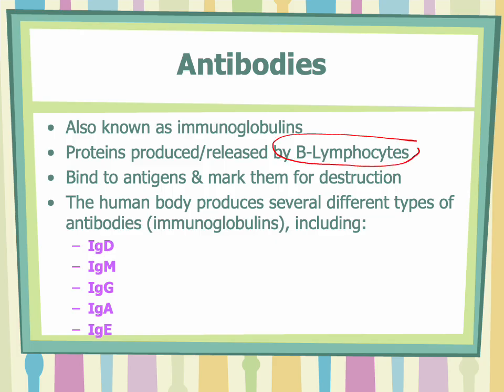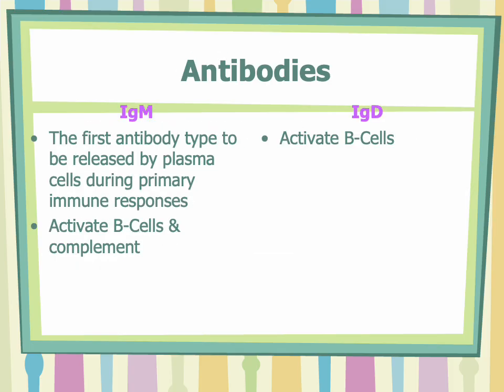B lymphocytes, okay? They bind and mark the antigens for destruction, all right? The human body has several types of antibodies, also known as immunoglobulins. You have IgD, IgM, IgG, IgA, and IgE, okay? So the IgMs, or immunoglobulins M, are the first antibody type to be released by the plasma cells during the primary immune response. And then those guys activate the B cells and the complement to destroy that invader. Then the IgD also help activate the B cells to destroy that invader.